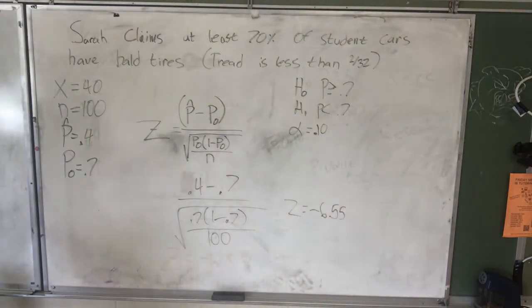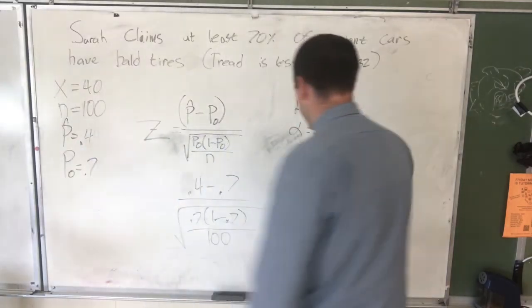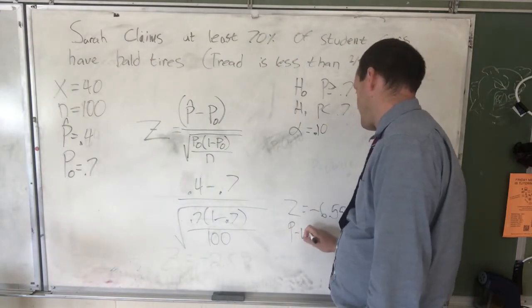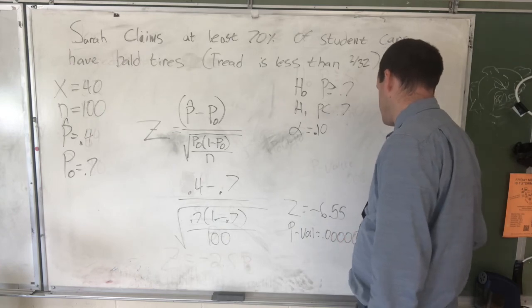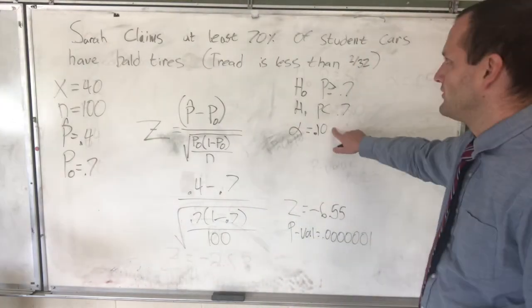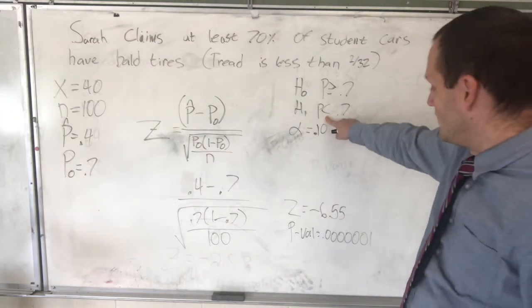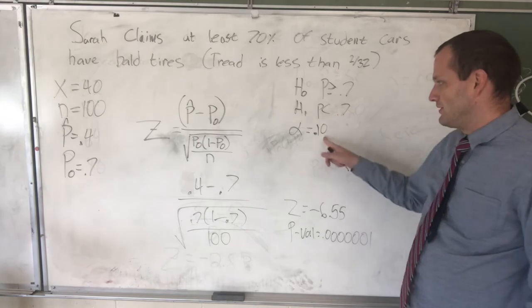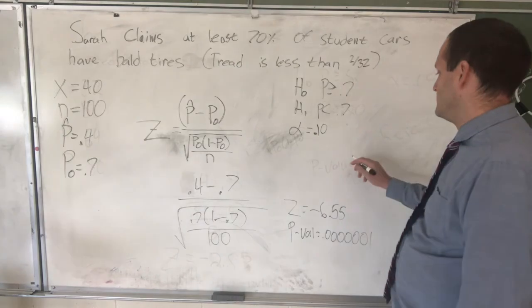When I go through and look at the p-value for that, it's like 0.00000000001. Super, super small. Now, was this going to be a one-tail test or a two-tail test? It's one-tail, because we're just going one direction. Our p-value is less than alpha. Thus, do we keep the null or do we reject the null? We reject.